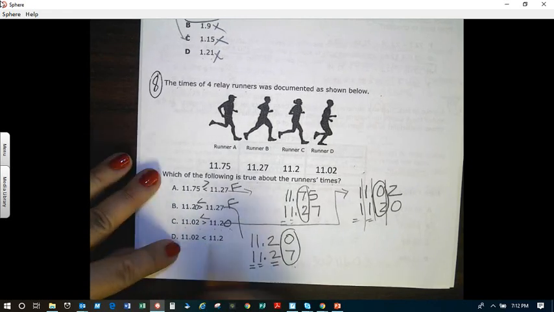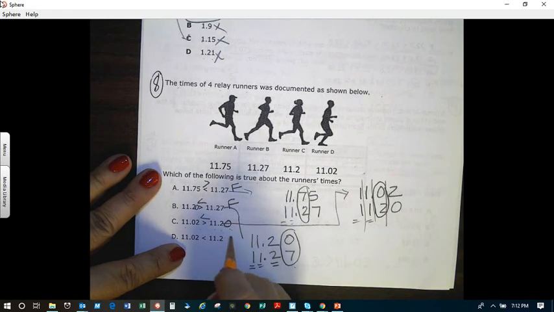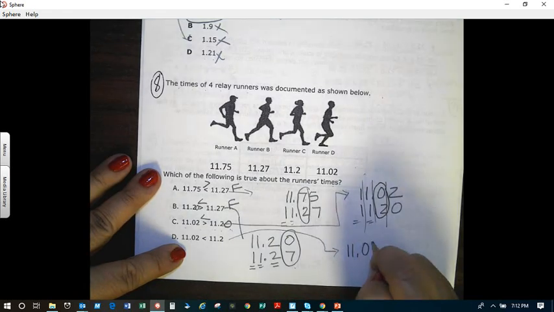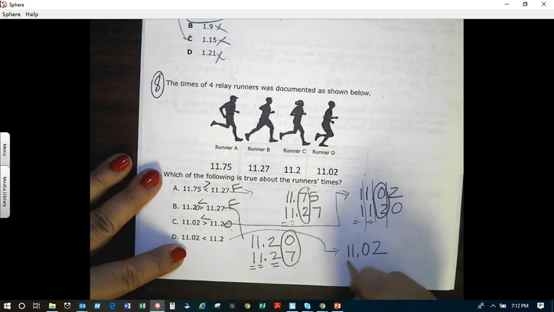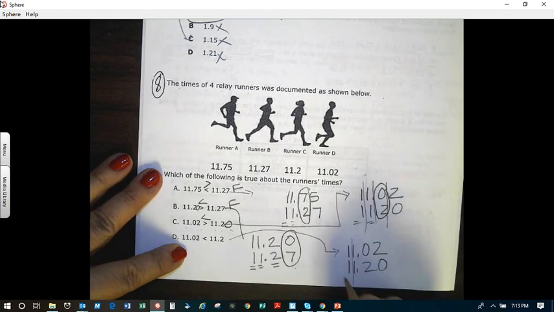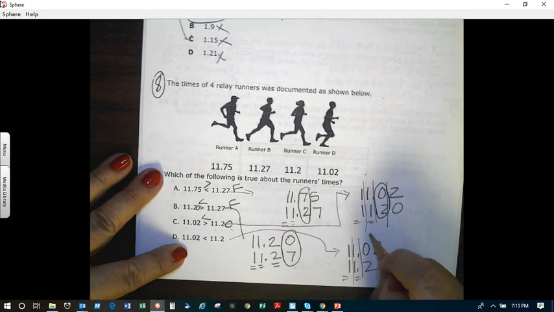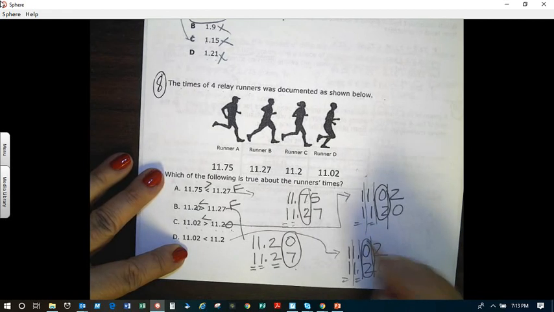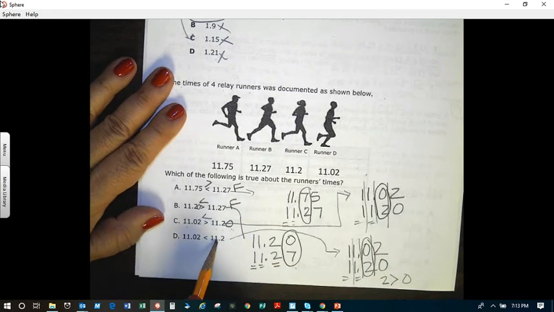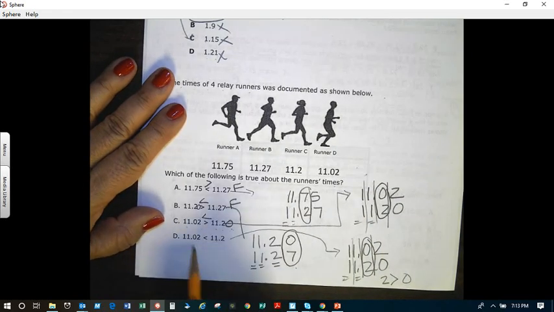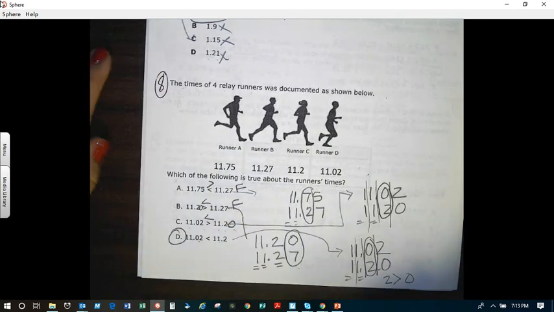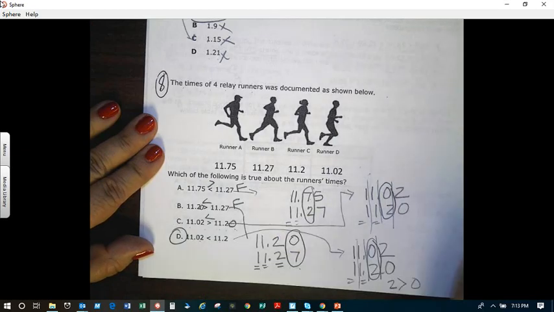So let's look at this last one. And I'm going to bring that over here. 11 and 2 hundredths and 11 and 20 hundredths. I'm looking at which place value it changes. Looking at the third one, where 2 is greater than 0. So 11 and 2 tenths is greater than 11 and 2 hundredths. So the answer is D. So you see how I went and showed all my work on that one.